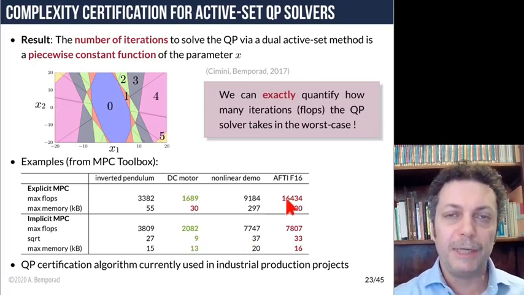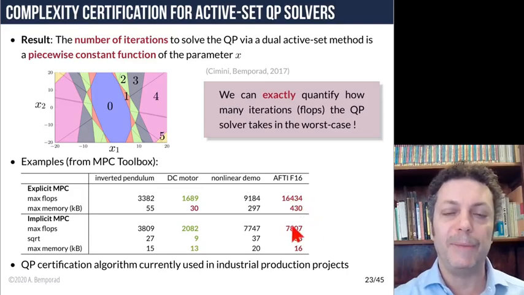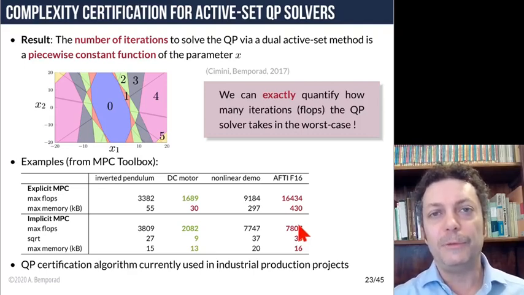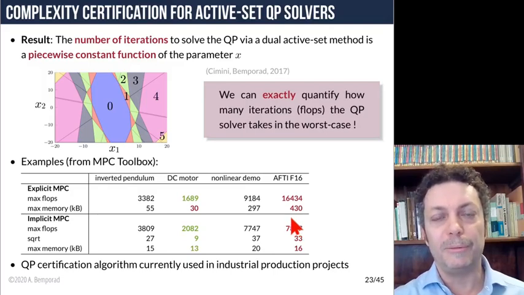While in this other example, you see that explicit MPC takes 16,000 flops in the worst case, while for the active set method using this algorithm, you can prove that it never takes more than about 8,000 flops. It also takes less memory. So you have a way of analyzing offline, precisely and without any approximation, what is the number of flops you will encounter if you either implement an explicit version of the controller or if you solve the QP problem online.